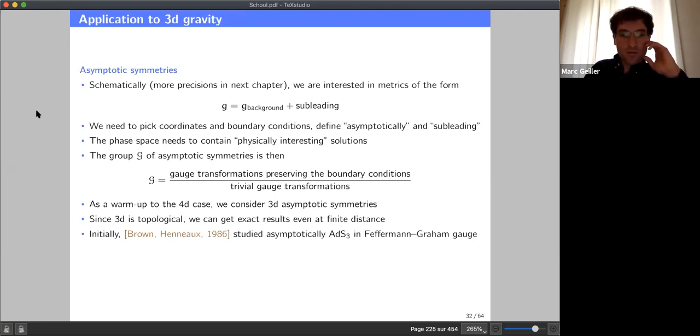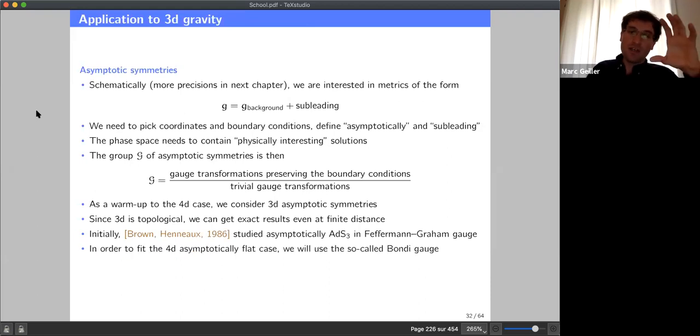Now just to mention, because maybe you see where we're trying to go: historically, this was first studied in 3D gravity by Brown and Henneaux in a famous paper in 1986. They studied the case of 3D anti-de Sitter space, so AdS3, in a special gauge for the metric, in a special family of metrics, which we call the Fefferman-Graham gauge.